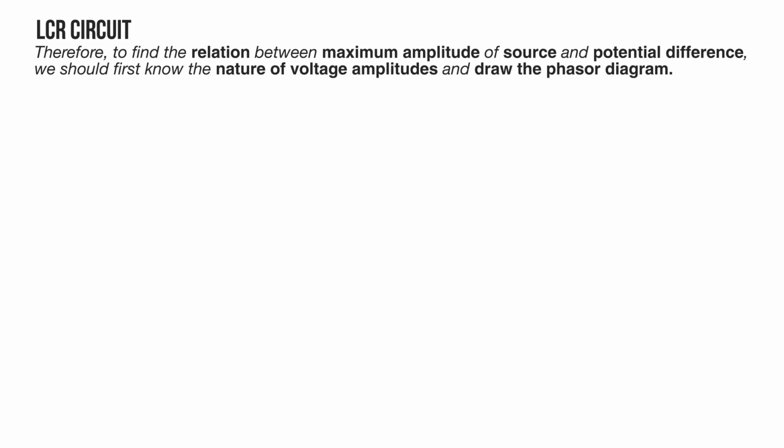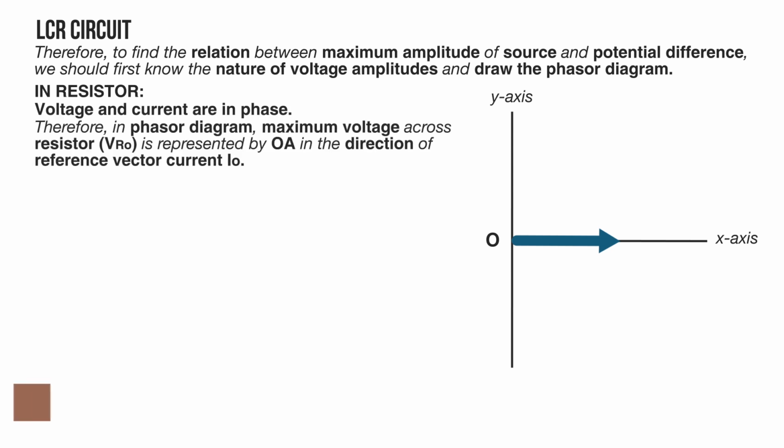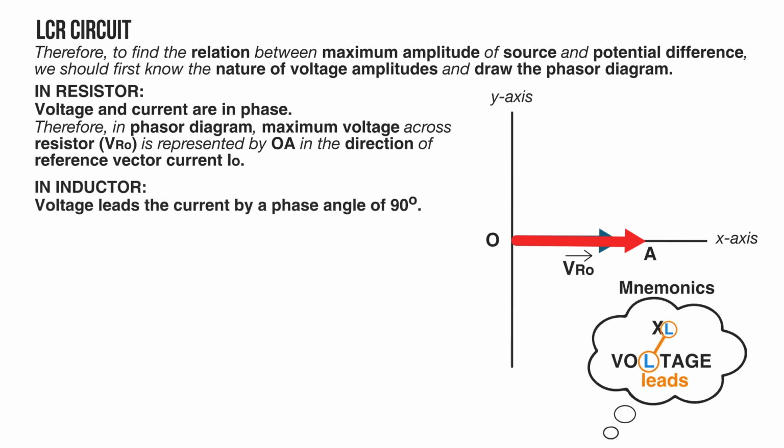Therefore, to find the relation between maximum amplitude of source and potential differences, we should first know the nature of voltage amplitudes and draw the phasor diagram. As we know that in resistor, voltage and current are in phase. Therefore, in phasor diagram, maximum voltage across resistor, that is VR0, is represented by OA in the direction of reference vector current I0. Similarly, in inductor, voltage leads the current by a phase angle of 90 degree.